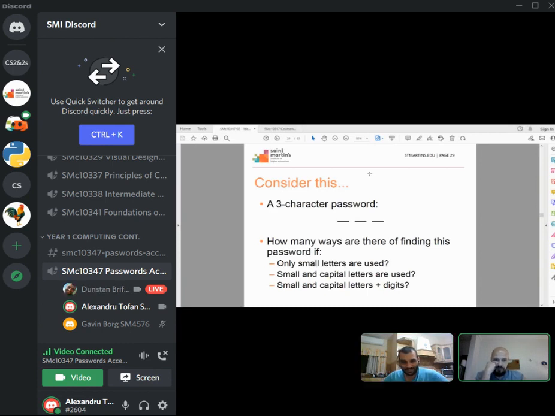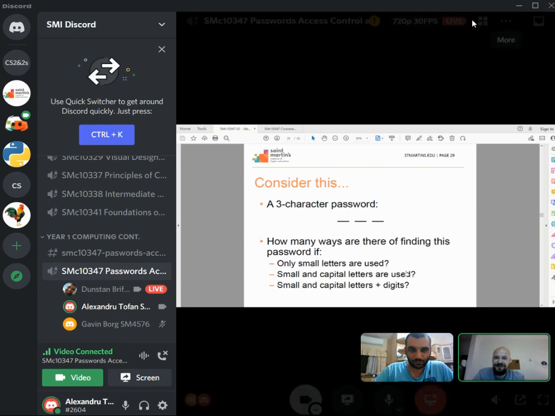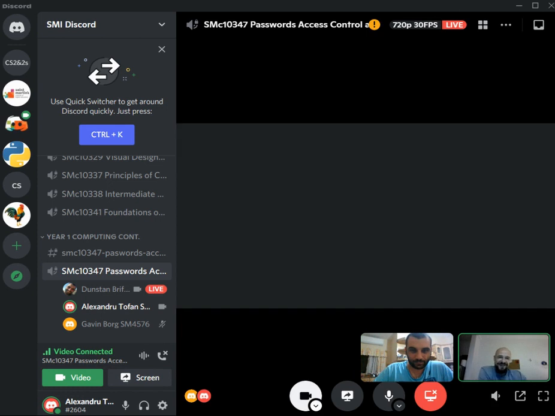What do you think? Suppose I have a 3-character password. How many ways are there of finding this password if only small letters are used? Need a calculator? No. Right? If we use capitals, or capitals and digits, for example, let me change this a bit. How many letters are in the alphabet? 24. Depends on what alphabet, I guess.